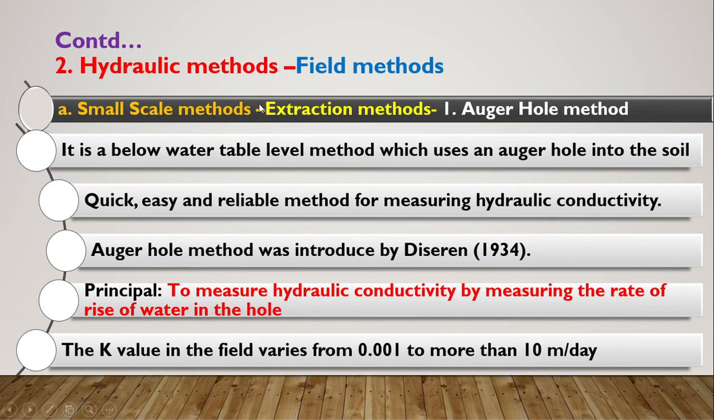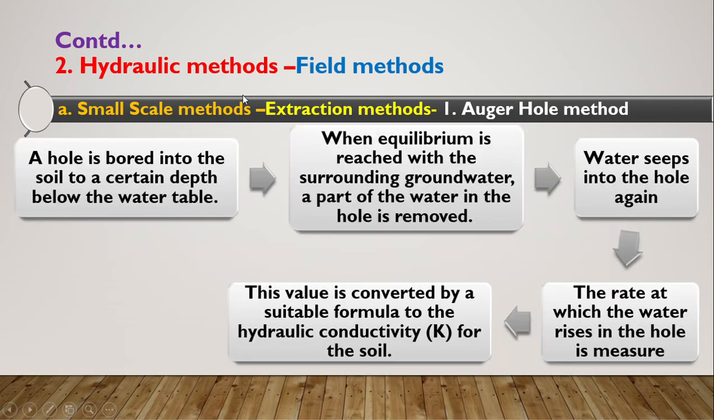So these are the two differences between the infiltration and extraction methods. In the infiltration method, we dig the hole above the water table and we infiltrate the water. In the extraction method, we dig the hole below the water table and we extract the water. This method was found out by Diserens in 1934.